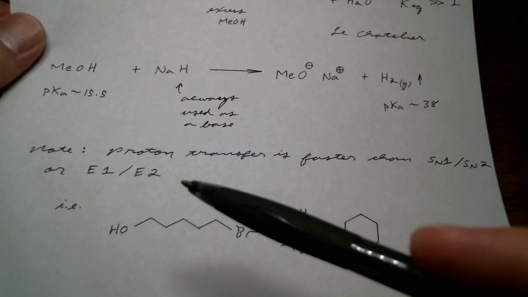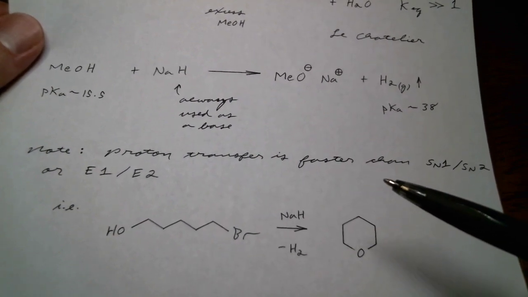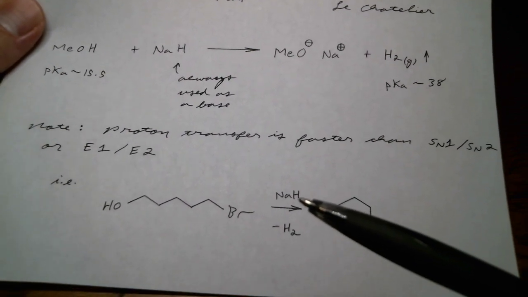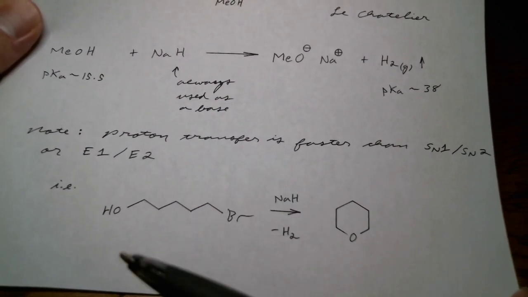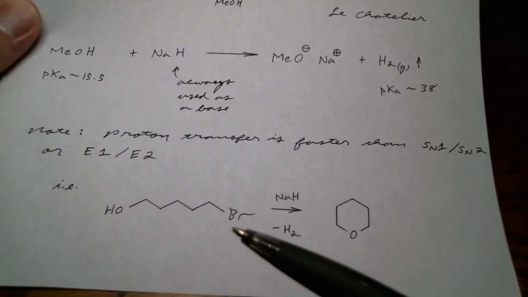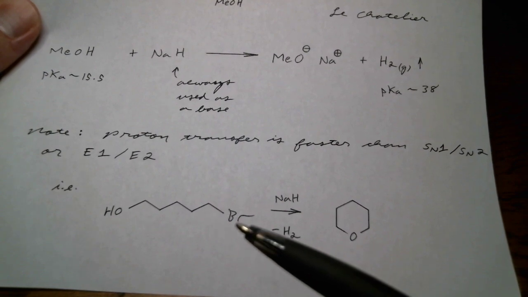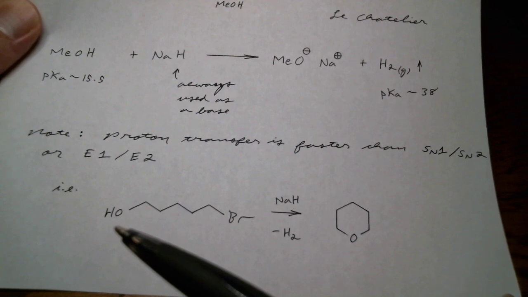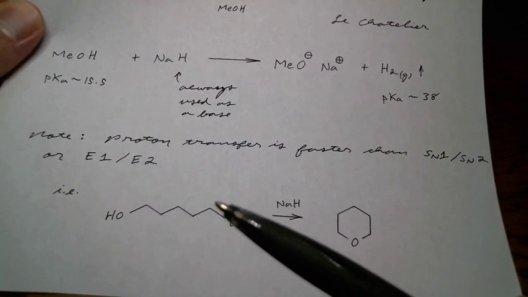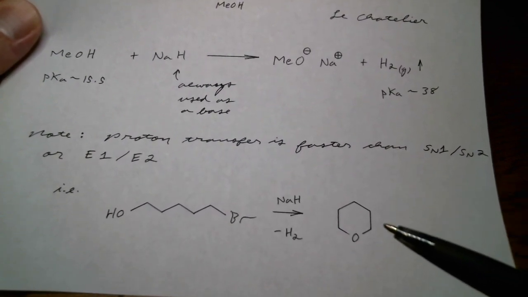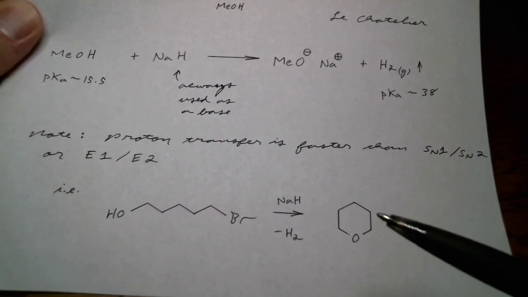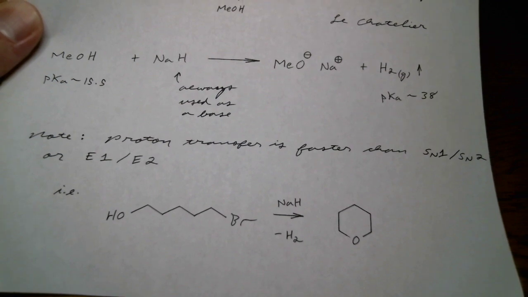It's important to note that proton transfer is faster than SN1, SN2, or E1 and E2. So if we put in sodium hydride with this molecule that has a hydroxyl group and a primary carbon electrophile on it, we'll deprotonate this. It'll make a great nucleophile, which will actually do an intramolecular SN2 and give us this cyclic ether.